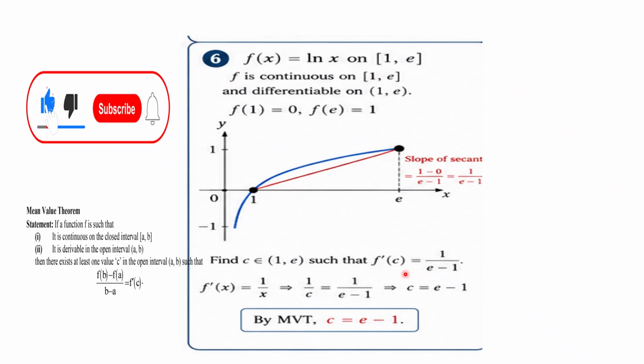So for this, first find f prime c. f dash is 1 over x, so 1 over c is equal to 1 over e minus 1. So it implies c is equal to e minus 1. So by the mean value theorem c is equal to e minus 1, for which we have f prime c equal to 1 over e minus 1. And this c, e minus 1, belongs to the open interval 1 to e.